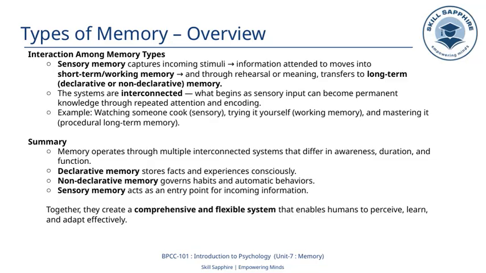Let's take a closer look at the interaction among different types of memory. Sensory memory is the first point of contact. It captures incoming stimuli from our environment. When we pay attention to this information, it moves into our short-term or working memory. From there, with rehearsal or by attaching meaning to it, the information can transfer into long-term memory. This long-term storage can be either declarative, which involves facts and experiences, or non-declarative, which covers skills and habits.